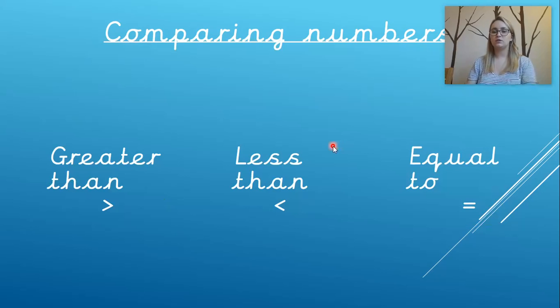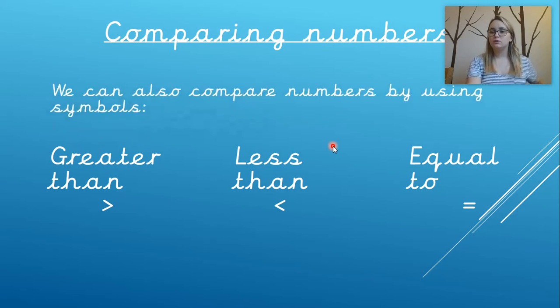Okay, so when we're talking about comparing numbers, we can also use the symbols. So greater than, we can use this little symbol here, which looks a little bit like a crocodile's mouth. We're going to have a little bit more look at that tomorrow. And the crocodile's mouth is always going to want to eat the bigger number because he's greedy. He wants to eat more.